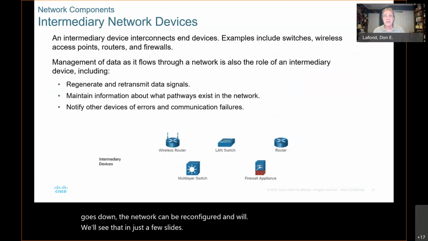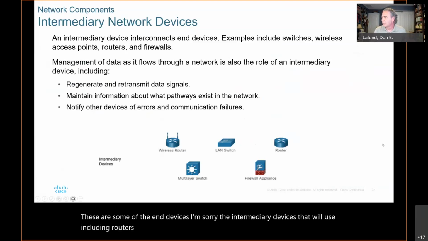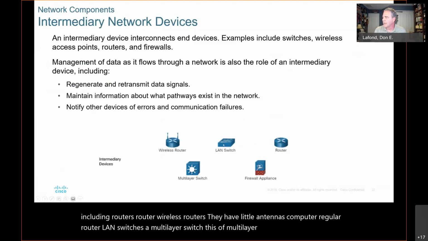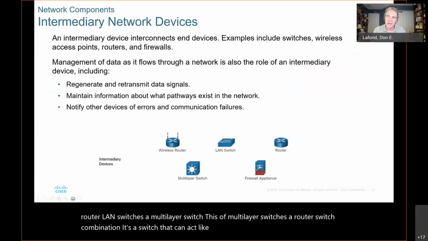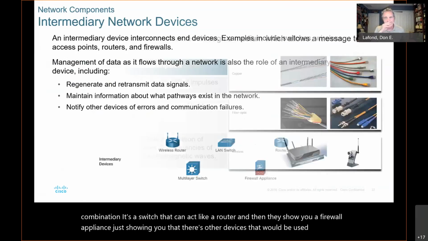These are some of the end devices. The intermediary devices that we'll use include routers, wireless routers. They have little antennas compared to a regular router. LAN switches, a multi-layer switch. A multi-layer switch is a router-switch combination. It's a switch that can act like a router. And then they show you a firewall appliance, just showing you that there are other devices that would be used, obviously, for security purposes.